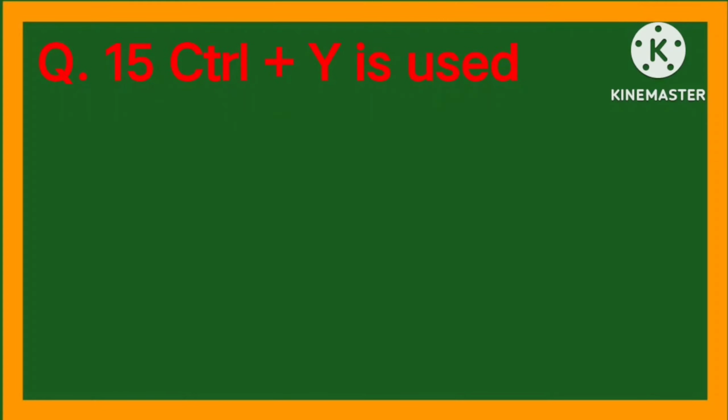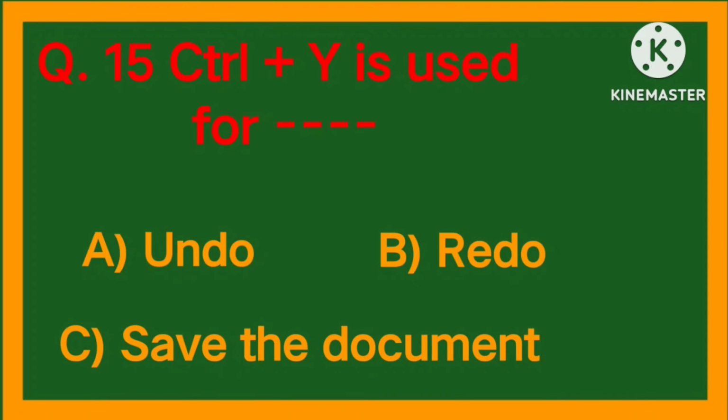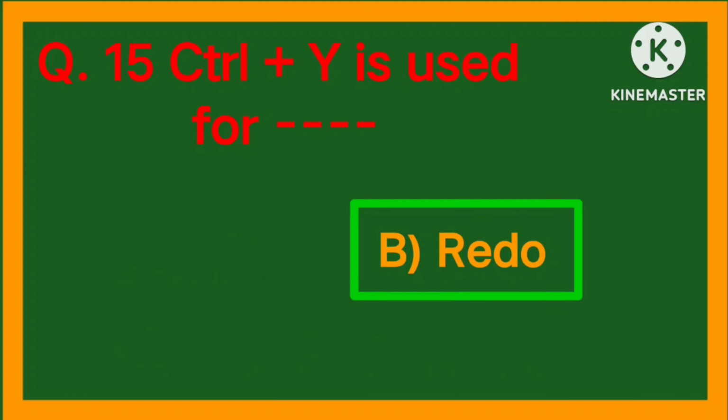Question number 15. Control plus Y is used for. Your option is A. Undo, B. Redo, C. Save the document. The correct option for this question is B. Redo.